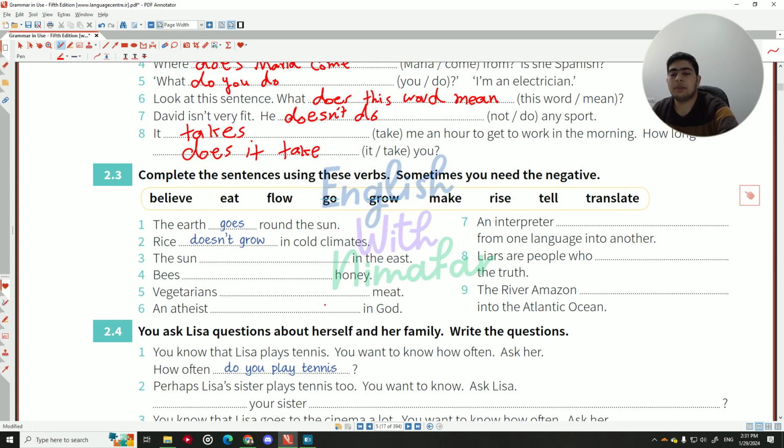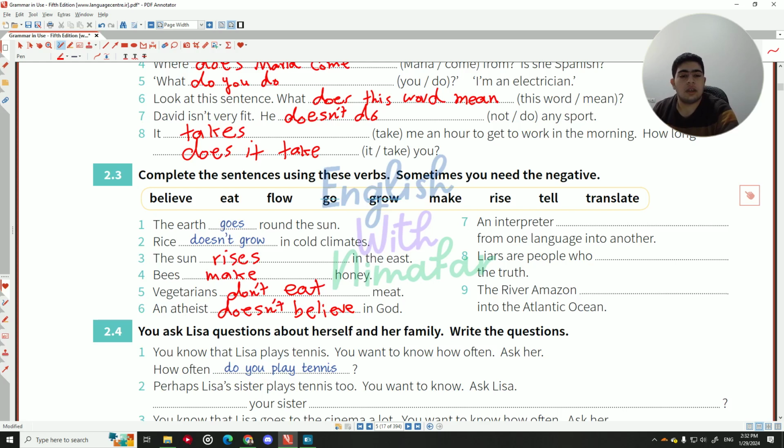2.3. Complete the sentences using these verbs. Sometimes you need the negative. The earth goes around the sun. Rice doesn't grow in cold climates. The sun rises in the east. Bees make honey. Bees, plural. Vegetarians don't eat meat. An atheist doesn't believe in God.